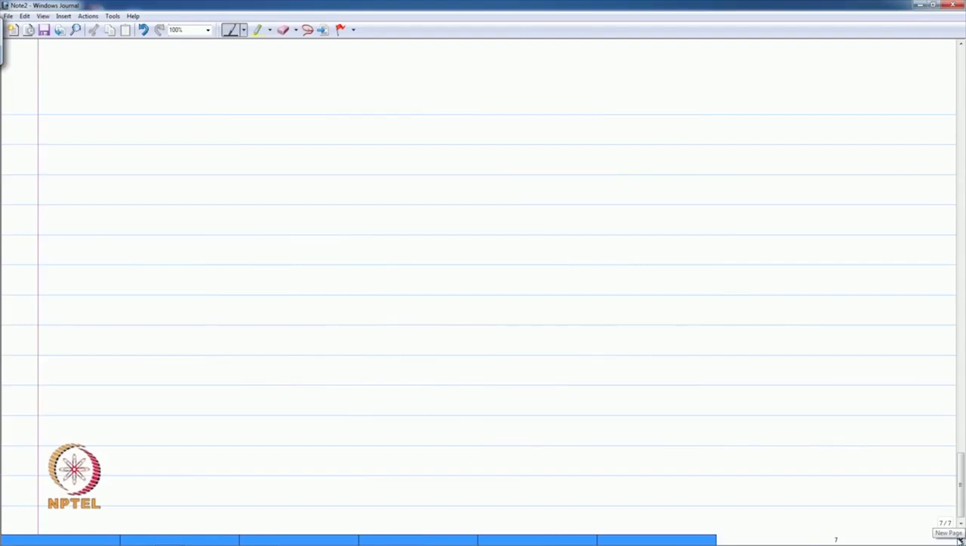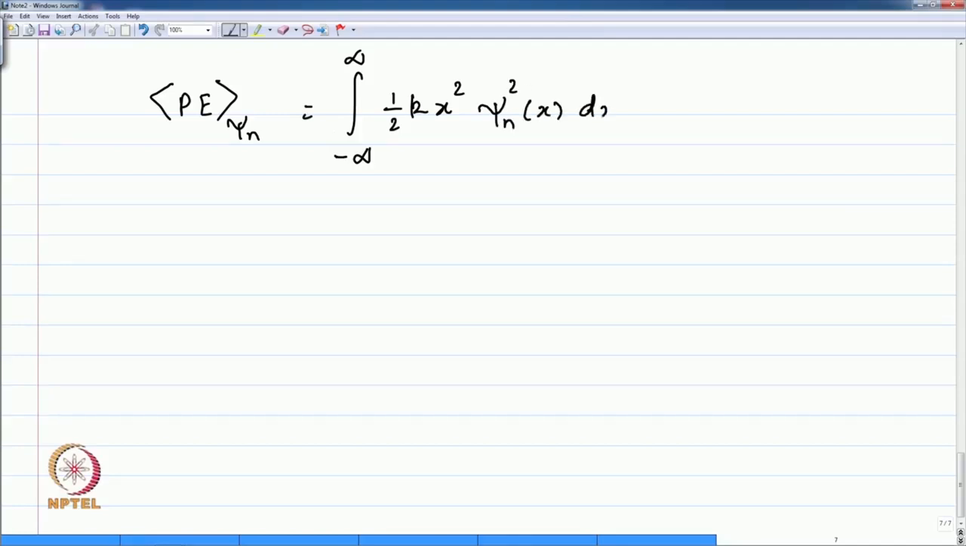And in a similar way, the potential energy, the average value for psi n is given by, again, from minus infinity to plus infinity. But since it is x square, you can write half k x square. X does not change except to multiply. Then you can write the wave function psi n square x dx. And again, this is not equal to 0.